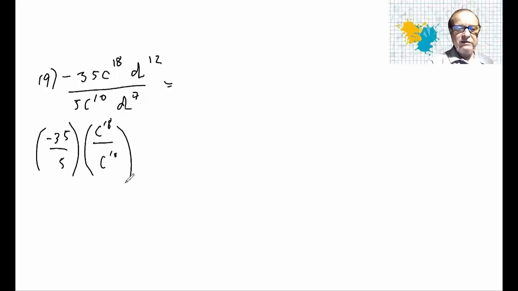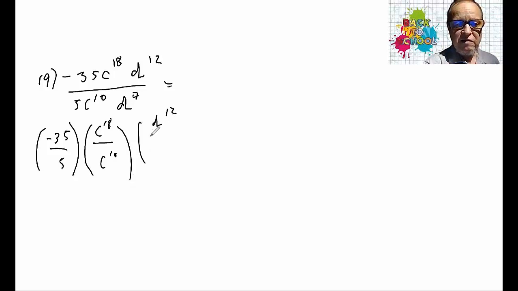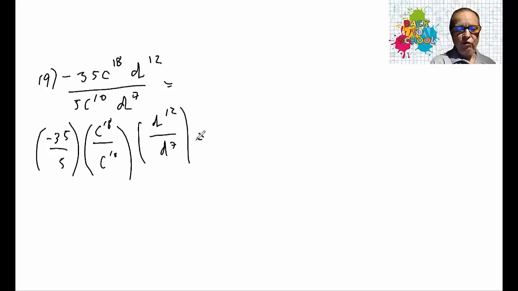And then I'll put my d's in the last bracket. And then I'll work it out. So my first one here, I have negative 35 over positive 5. So 5 goes into negative 35. Well, a negative over a positive means it's negative. So we get negative 7 here.